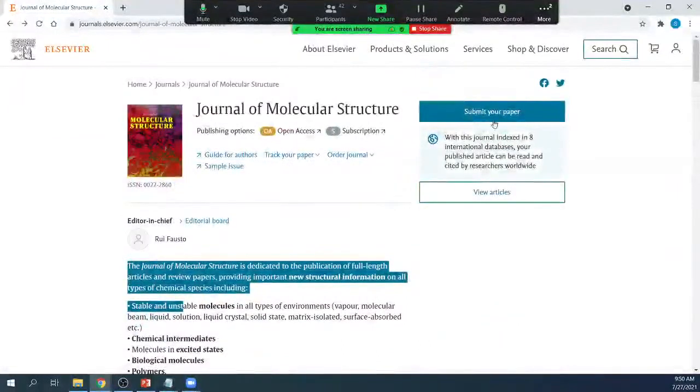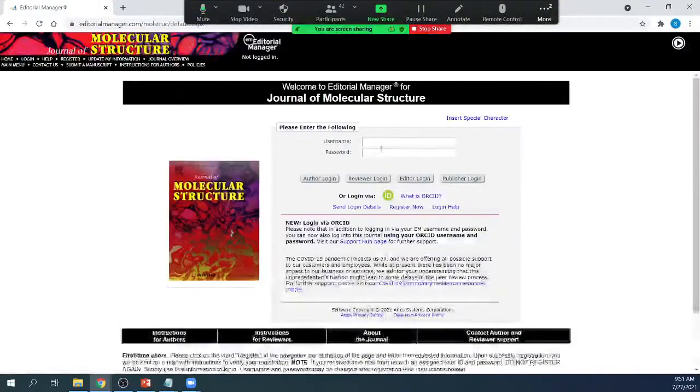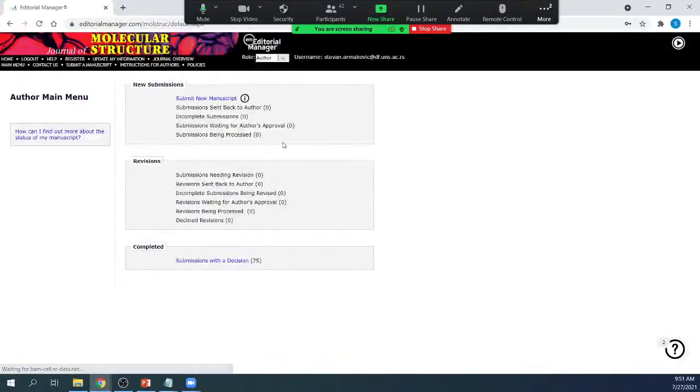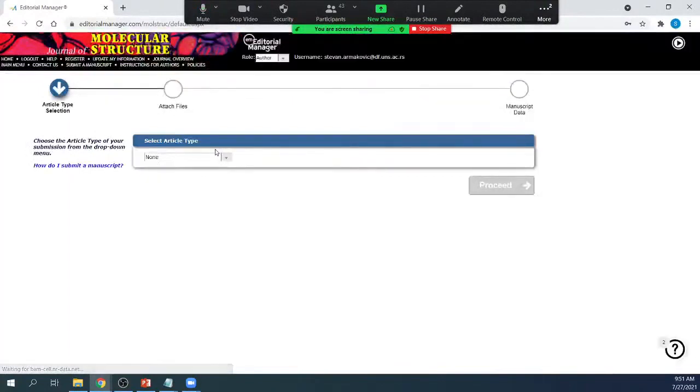So when I want to publish my paper, I prepare all of the files and I go here, click Submit your paper. And then I log in with my email and my password. And I click here, author login. And here I am. This is practically under the hood of the Journal of Molecular Structure. And then we, of course, press Submit New Manuscript. And this is how the interface looks.